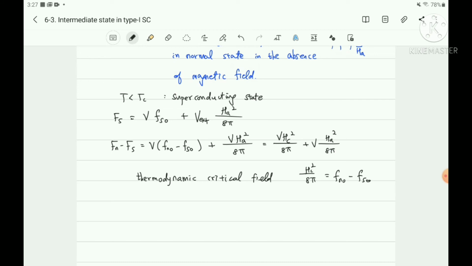And also, applying magnetic field is exactly identical to the critical field, and the normal state free energy minus superconducting state at H equal to Hc is V over Hc square over 4 pi.